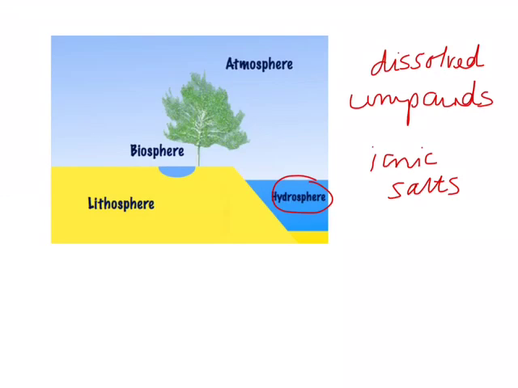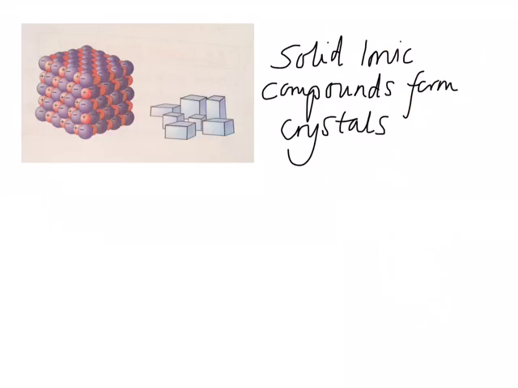Examples of salts that are dissolved in the water include sodium chloride, which is table salt, magnesium chloride, and potassium bromide. These are all ionic compounds, salts that are dissolved in the hydrosphere. These salts are solid ionic compounds and they tend to form crystals. This is because they're made of charged particles called ions, i.e. positive ions and negative ions.